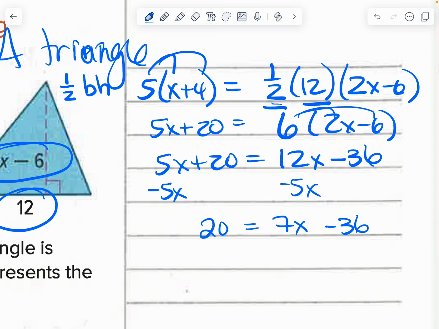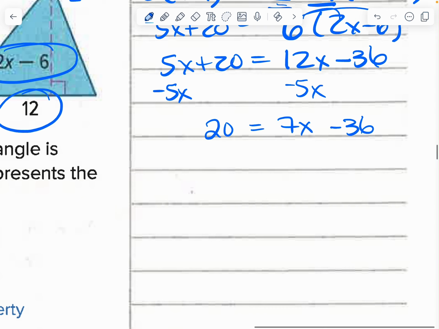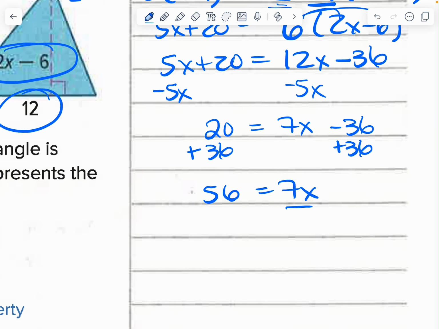Okay, I want to get the variable by itself, so I'm going to add the 36 to the other side, and I'm going to get 56 equals 7x, divide by 7, and get 8 equals x.